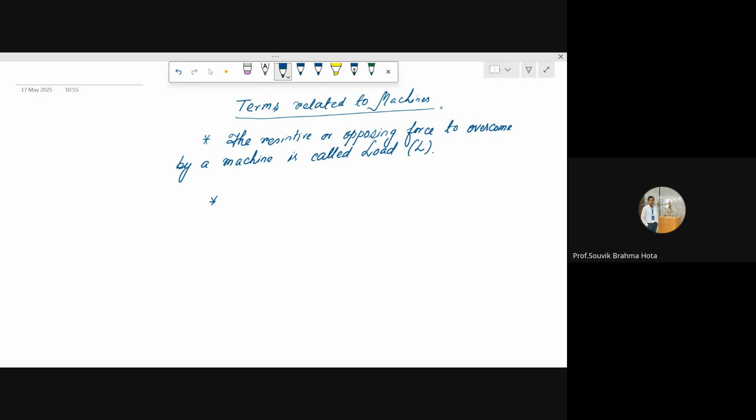So the force applied on the machine to overcome the load is called effort. We'll denote it by E.